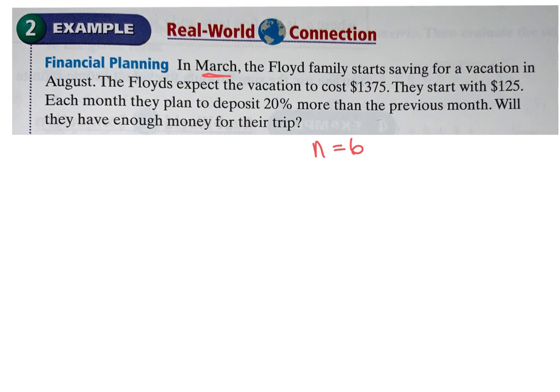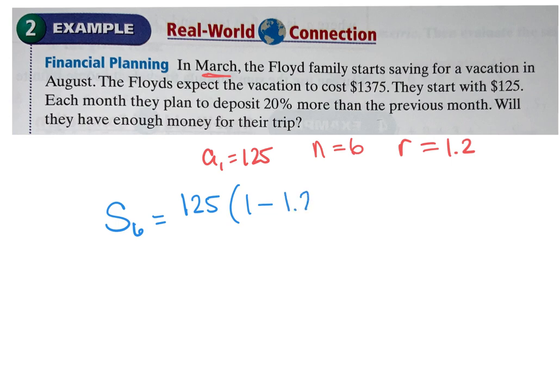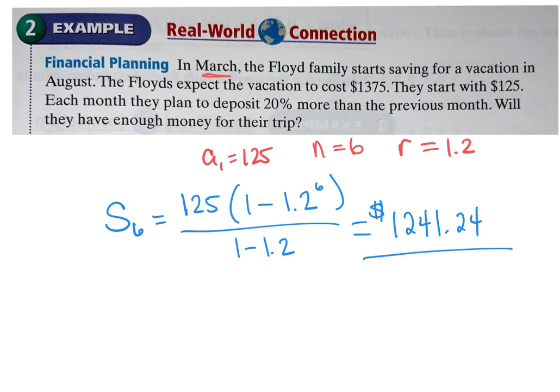What's the ratio? What are they multiplying by each month? 20%. So what are they multiplying by? 1.2. So my r here then is 1.2. What's their initial amount? 125. So we want to say, in 6 months, will they have enough for their trip? So what are we going to do? We're going to say a sub 1 times 1 minus r to the 6th power, all over 1 minus r. And when they get all this out, you end up with this guy right here. Y'all know how to put it in a calculator. Do they save enough money? No. They do not. They need to save more than 20%.